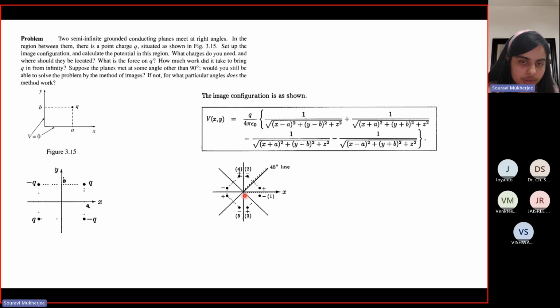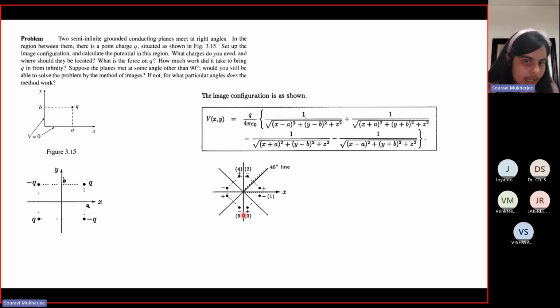First, you want to make the potential go to 0 along x, so you put a minus Q here, right? Similarly, you want the potential along the 45-degree line to be 0, so you put another point charge here, equal and opposite to the given charge. But you also want the potential to be 0 along y, right? So you put another point charge, opposite to what you considered here.